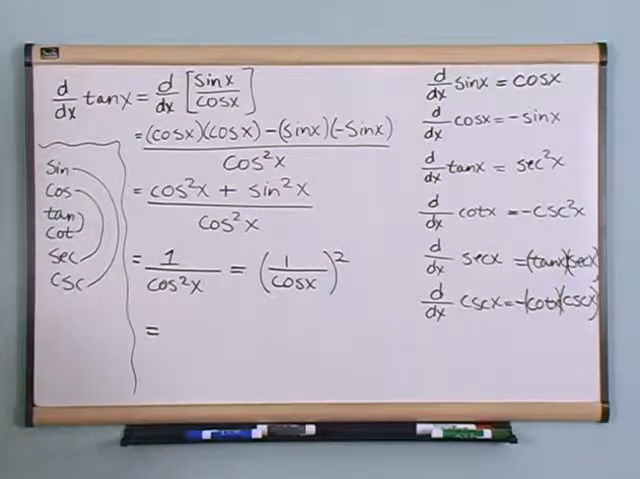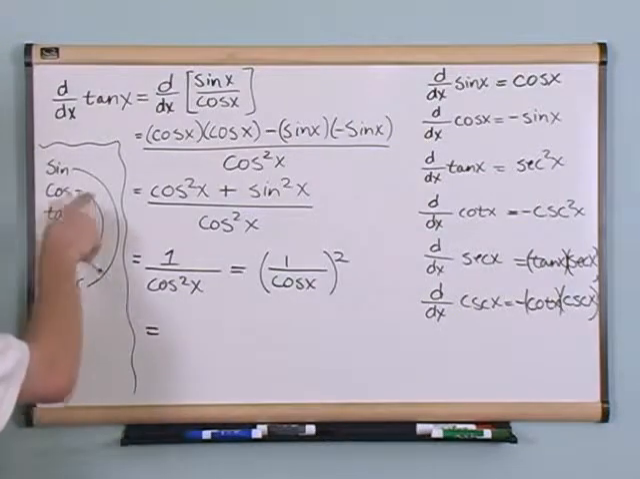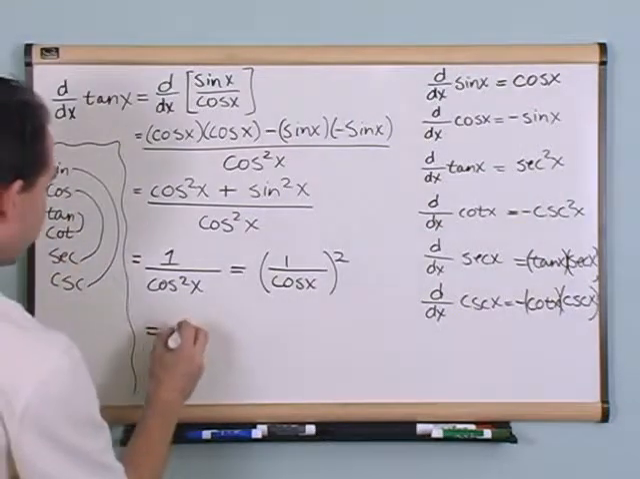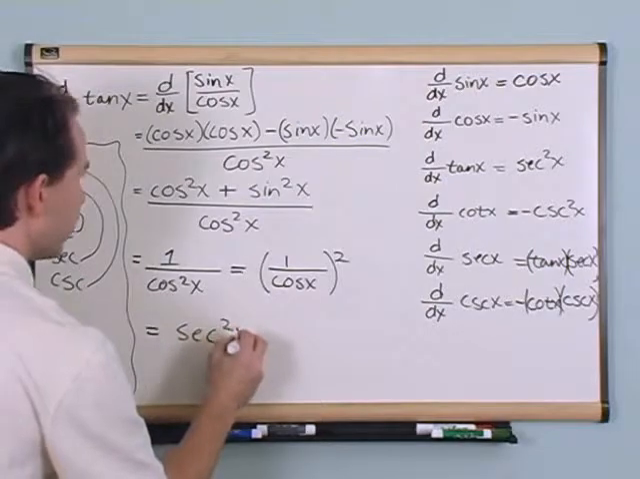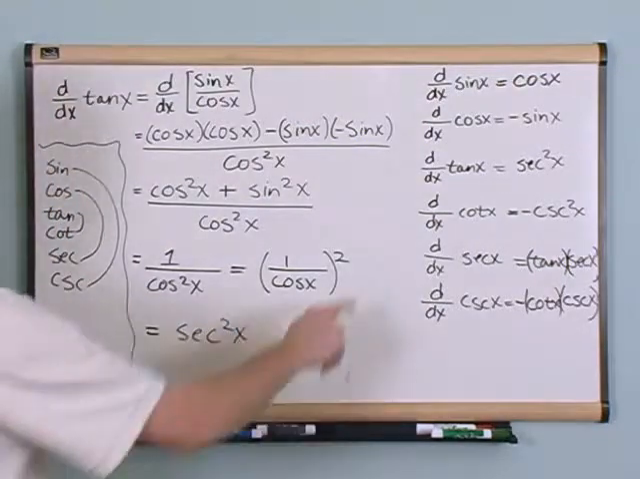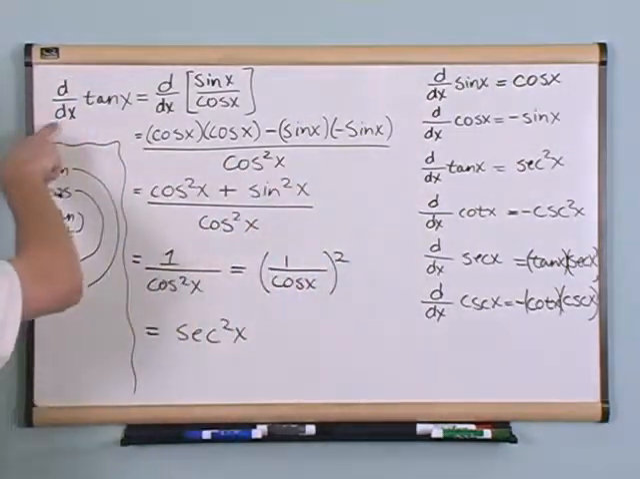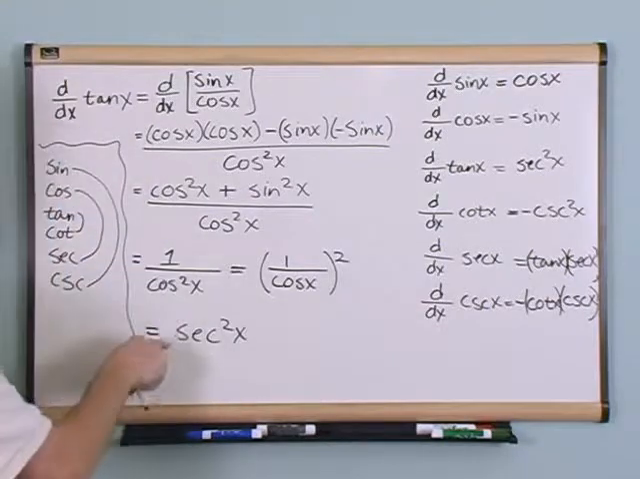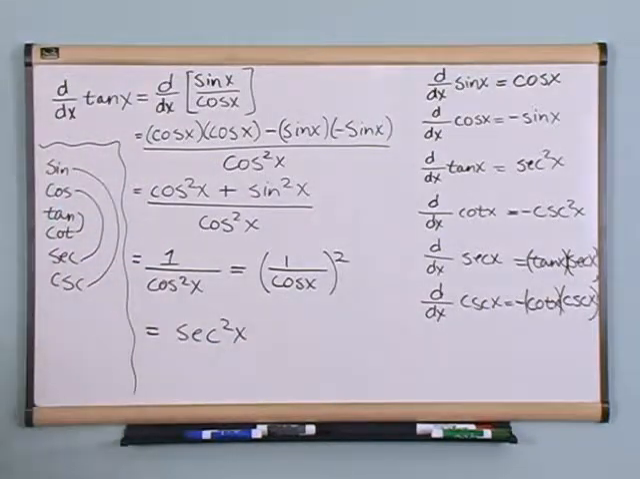But you could also look in a table, and you could convince yourself that 1 over cosine is equal to secant. So then what you get in the end is secant squared of x. And that's exactly what we started with. So we proved that the derivative of the tangent function is equal to secant squared of x.